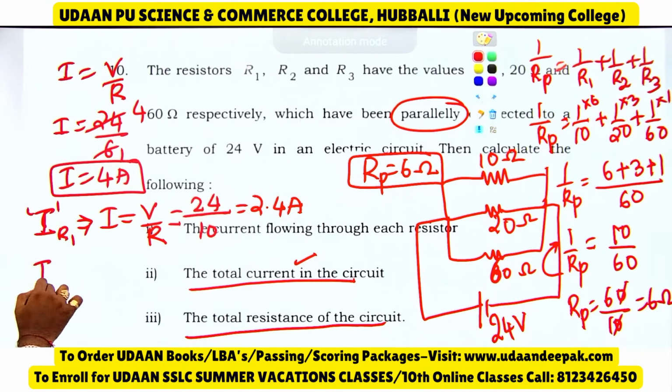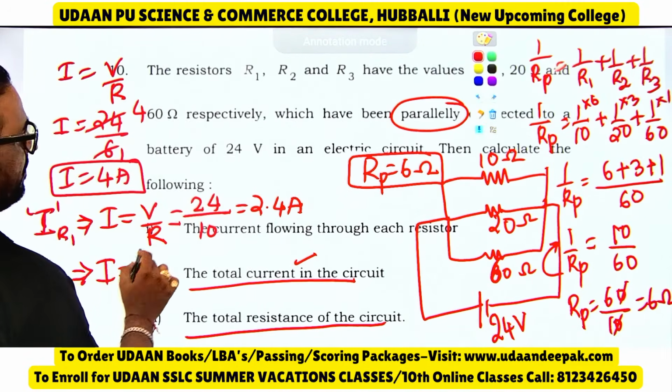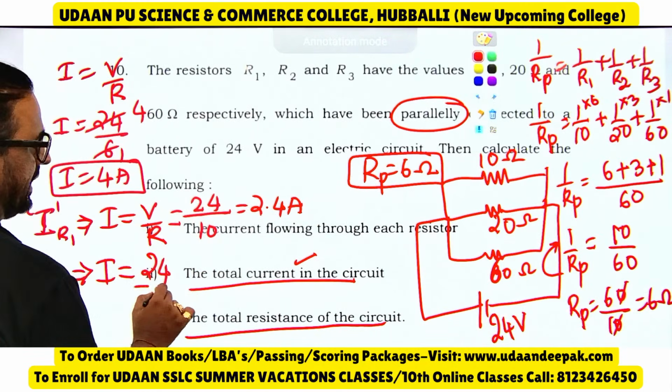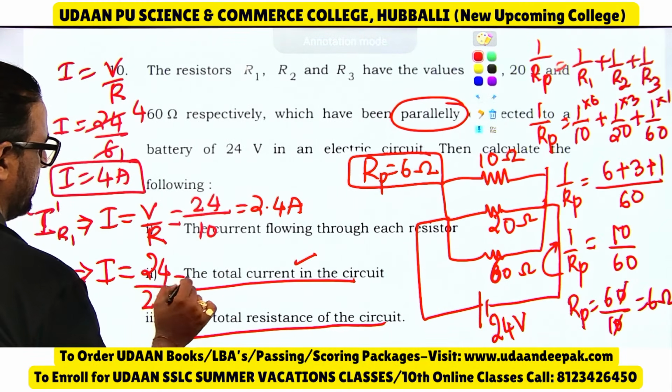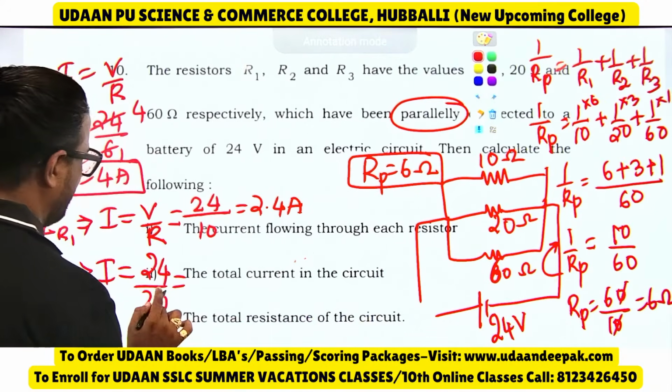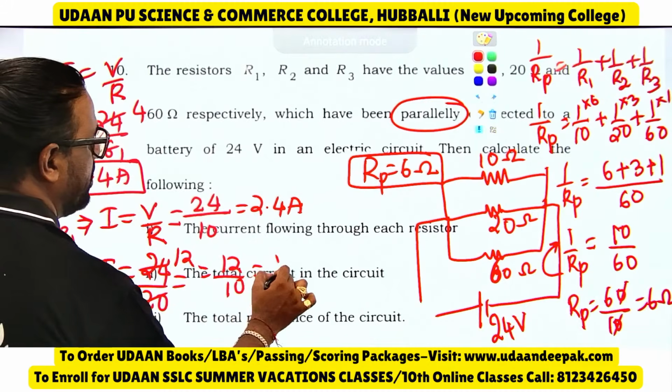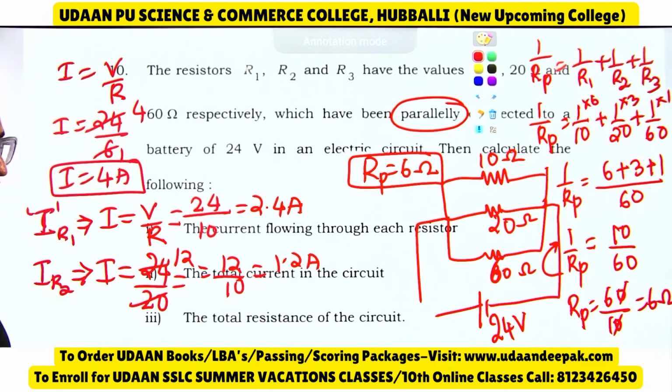Similarly, the current through resistance R2. I is equal to V by R. V is 24 and R is 20. So it is 24 by 20, which is 12 by 10. It is 1.2 ampere. Similarly, the current through resistance R3.